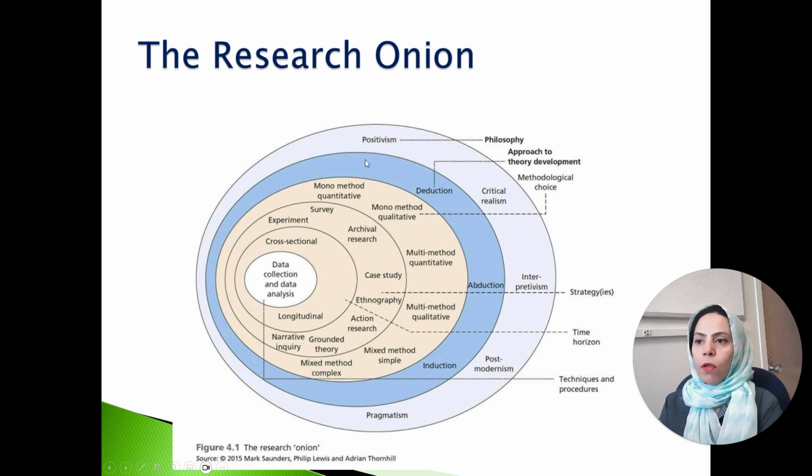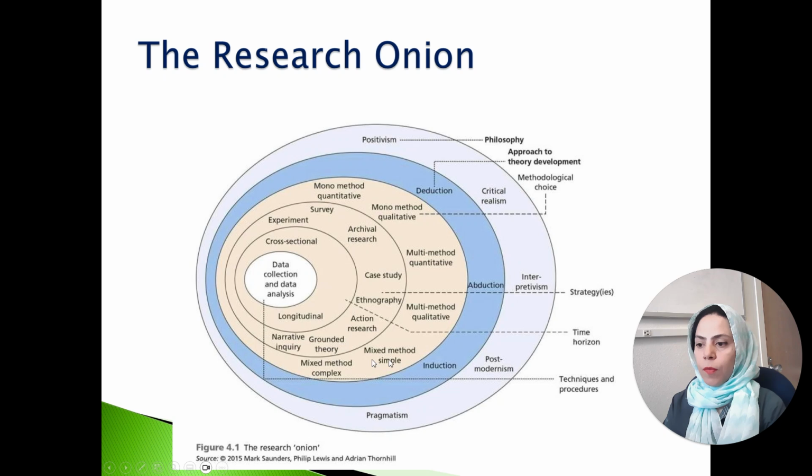So have a look at that. The research onion tells you that your research has an onion structure where the outer layers represent the philosophy that you are taking to undertake your research. So the paradigms come in the outer layer of this onion, inside which there is positivism, critical realism, interpretivism, and pragmatism, the 4 research paradigms that we studied.